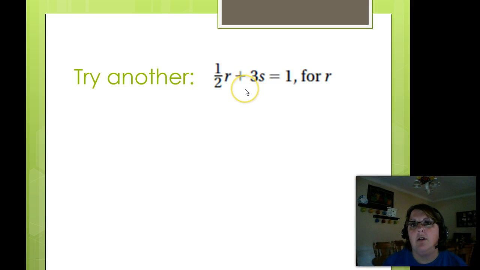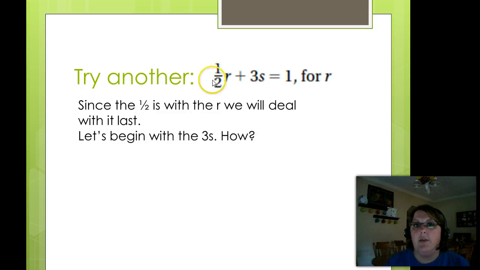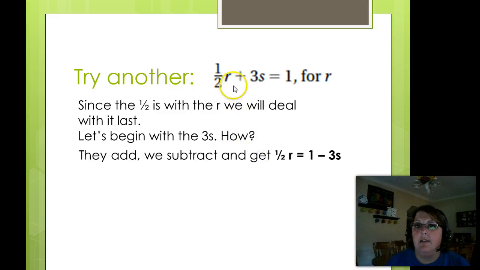We have 1/2 r plus 3s equals 1, and they want r alone. So kind of think to yourself where it is that we should start. Since the fraction 1/2 is with the r, we're going to deal with that part last. So we're going to begin by dealing with this 3s. How do we do that? Well, again, they add, so we're going to subtract. So subtract 3s from here leaves us with just 1/2 r. Subtract 3s from 1 and we have 1 minus 3s. So 1/2 r equals 1 minus 3s.